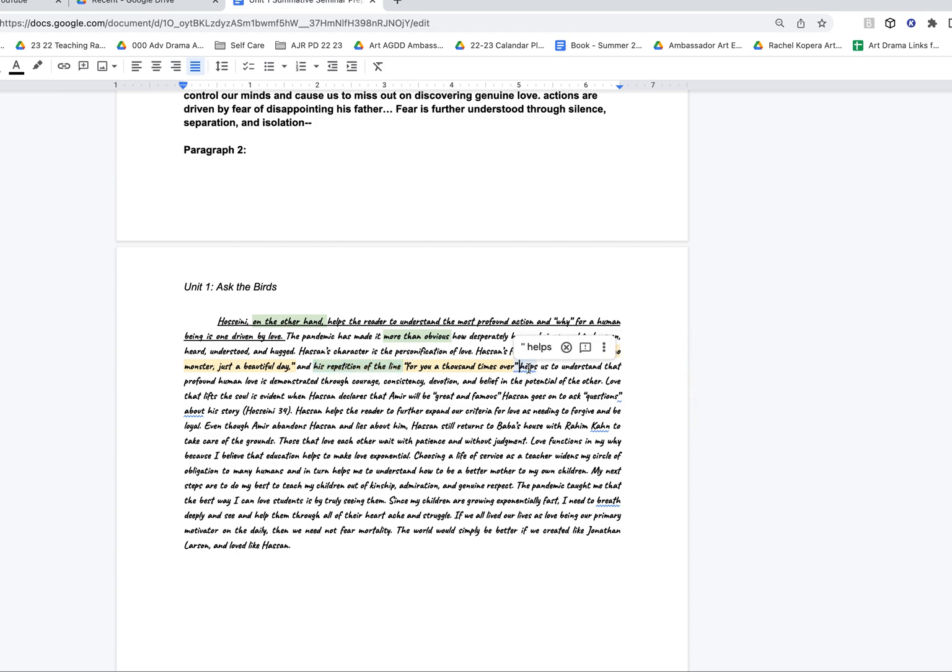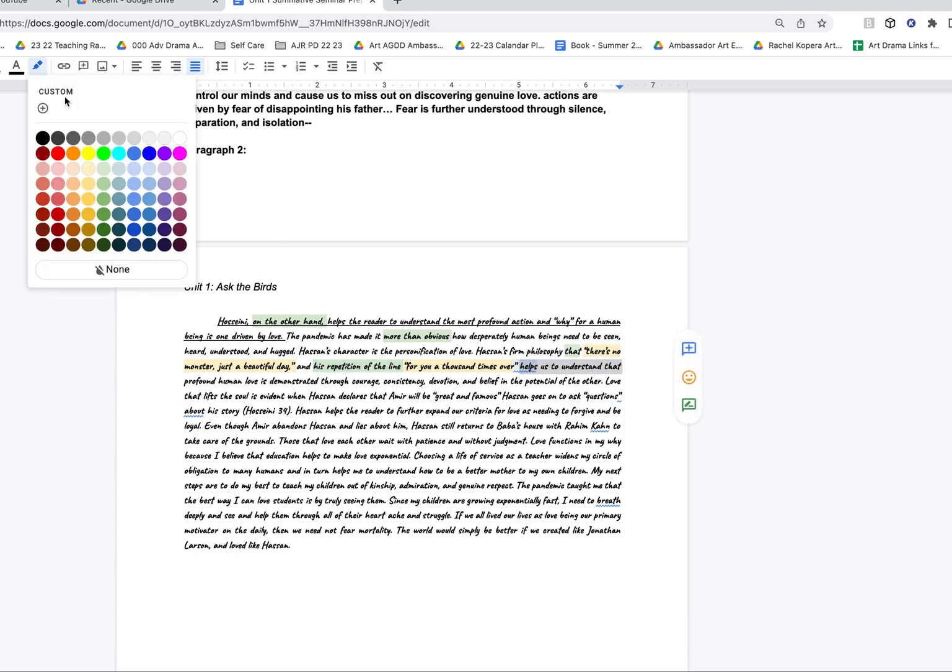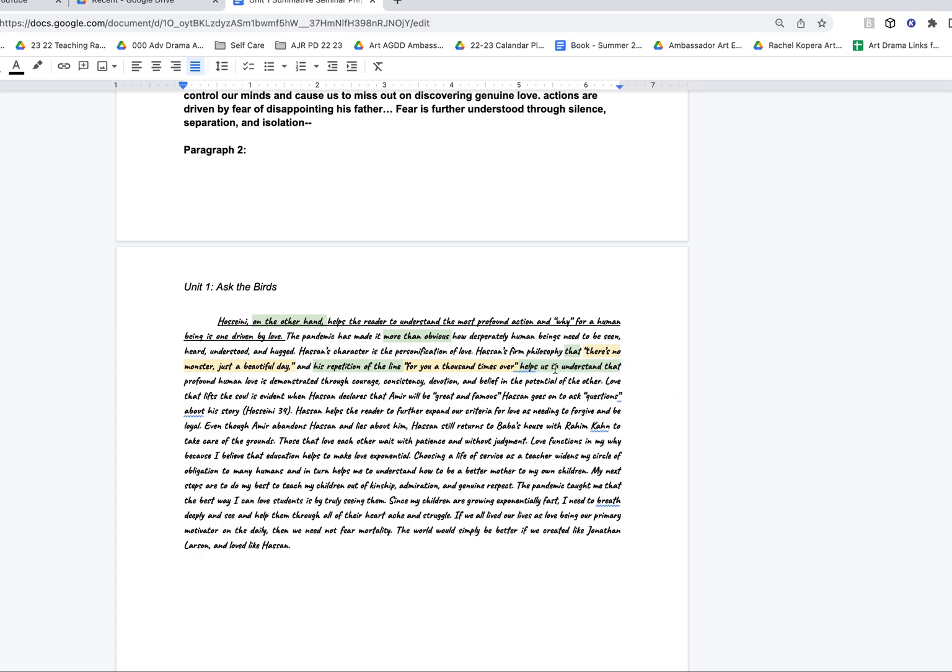Helps us to understand that. I'm overusing this phrase, but you could say conveys the idea that, in the movie Tick, Tick, Boom, Jonathan Larson's choice to sing the song "Cages Are Wings" helps us to understand the notion that, right? That would be introducing a quote. Profound love is demonstrated through courage.